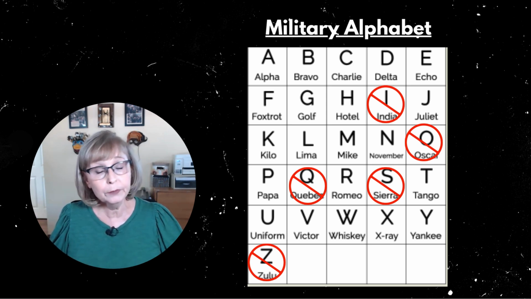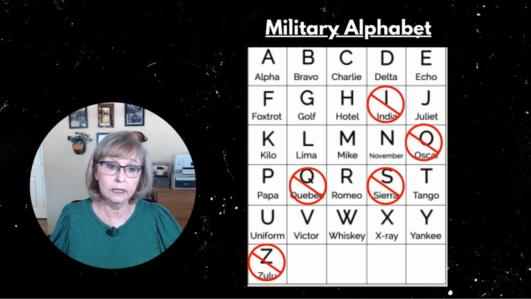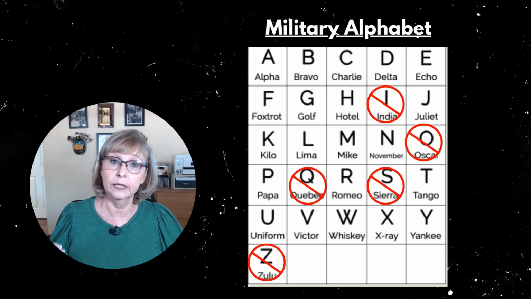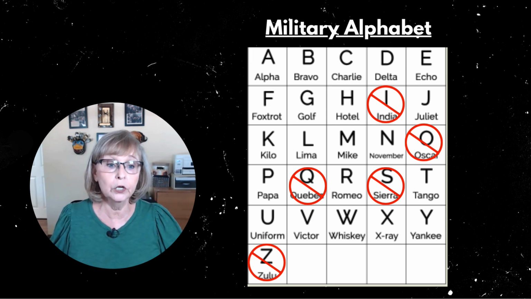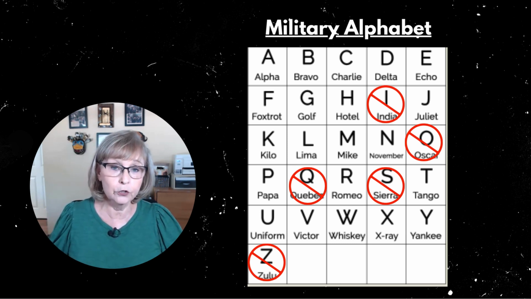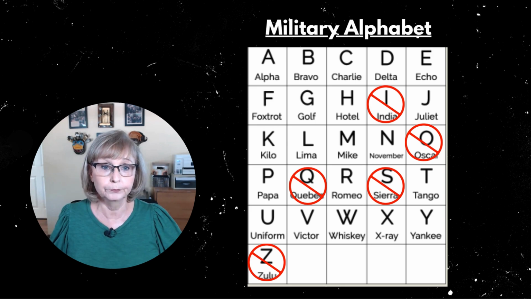Some people use the Q, I don't, because it can be confused like an O. Okay, so we don't use Q. We don't use S because an S can also be confused as a 5, and Z can be confused as a 2. All right, so these are the letters that you don't want to use when you're numbering your script.